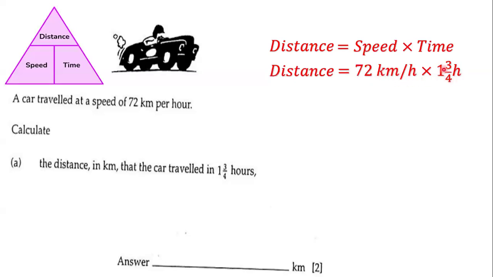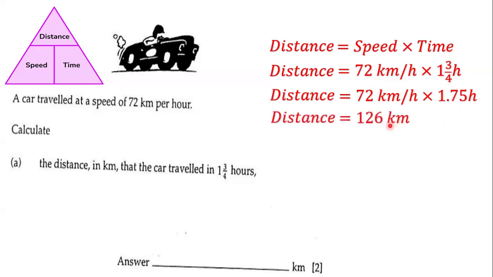Before we actually multiply them, let's take 1 3/4 and convert it into a decimal. Indeed, 3/4 is 0.75. So that means that 1 3/4 is going to be 1.75. And so what we actually have is 72 multiplied by 1.75. When we multiply them together, we get 126 kilometers. And so that means that the distance is going to be 126 kilometers.